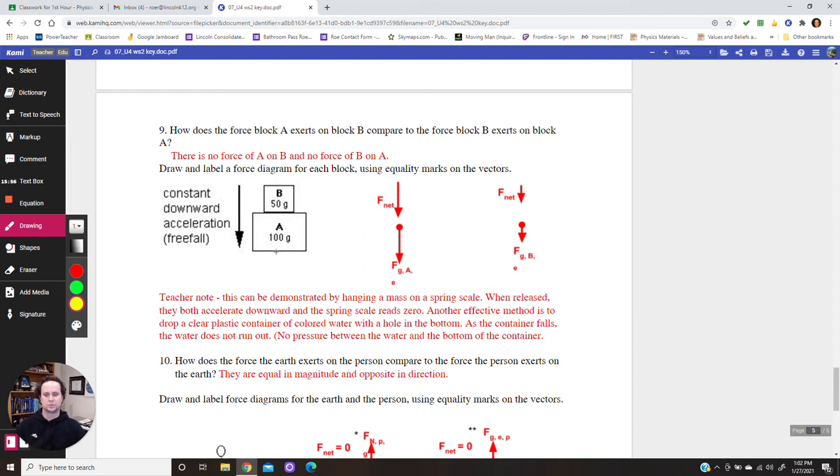If you were to put a scale, like a bathroom scale, in between these two blocks and drop it along with them, falling in free fall, the scale would also read zero. I know it is kind of weird, but that's what you've got going on.